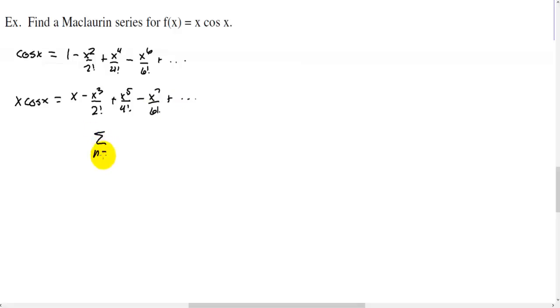So now we have n equals 0 to infinity, and these are increasing by 2. They're actually the odds, aren't they? So it's alternating signs. So we have negative 1 to the n, and then x to the 2n plus 1, and that's over. These are even, so on the bottom we have 2n factorial.